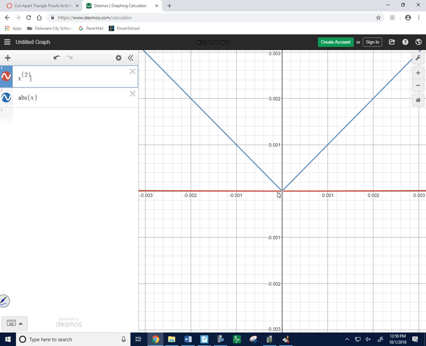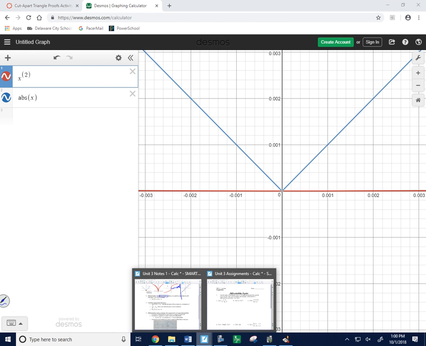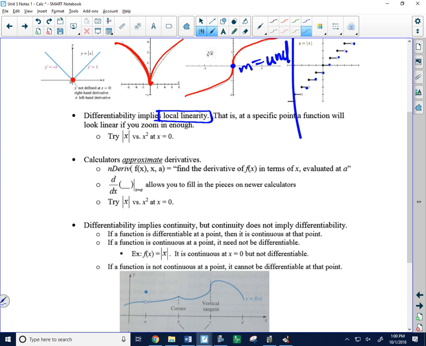Do you see how absolute value has almost essentially not changed? Absolute value still looks like a v, but even if we zoomed in a lot, it still is a v. However, x squared now looks like a line. It looks like a straight horizontal line. This is a concept of local, being close up, zoomed in. Local linear, local linearity. A function at a point will look linear if you zoom in enough. That means the derivative would exist.